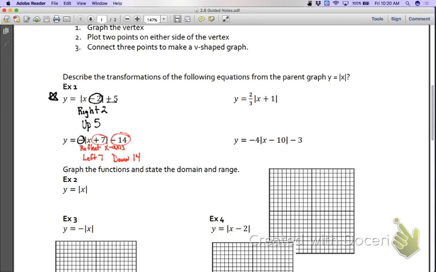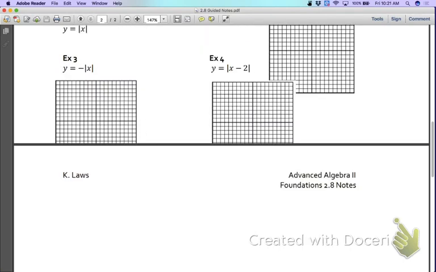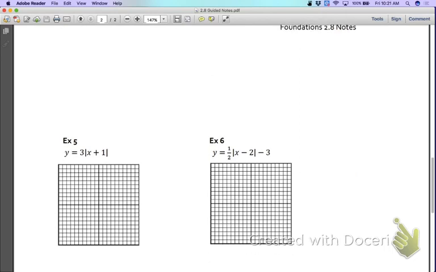So how does this look whenever we graph it? What's going to happen? Flip over to the back side.